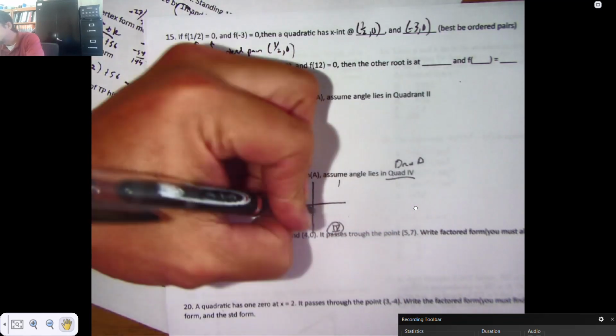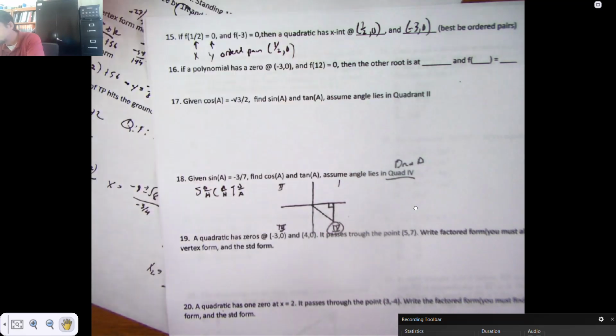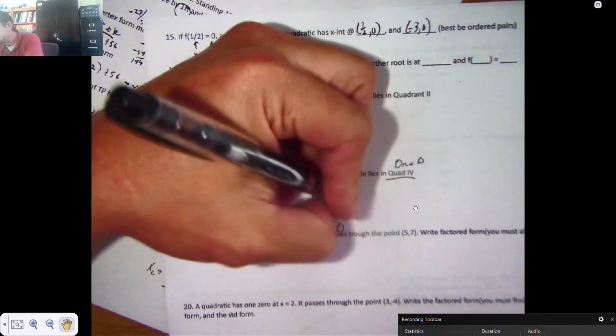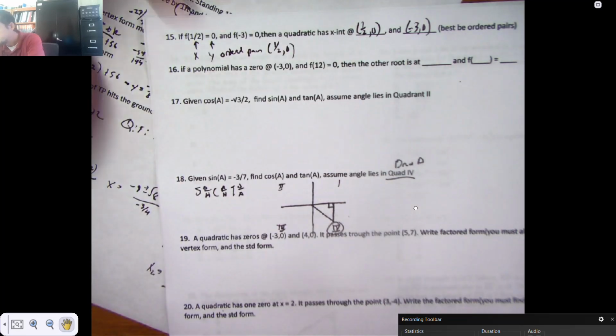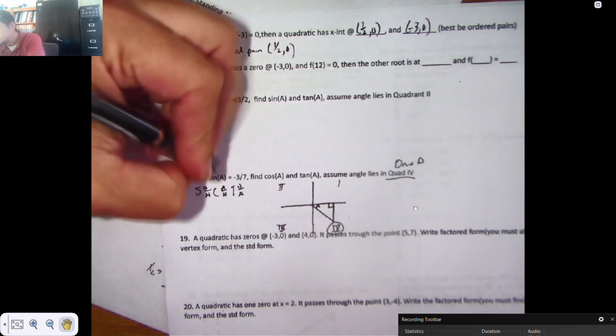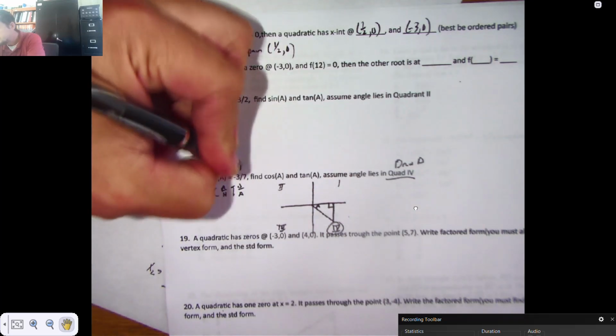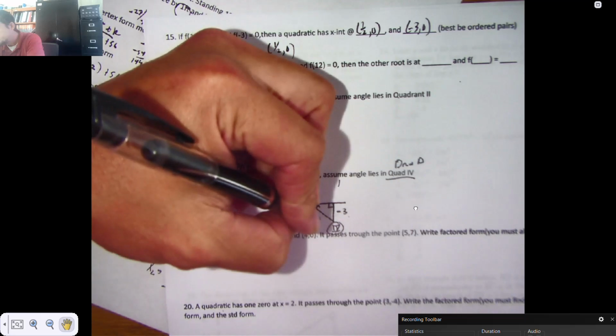Now you have to draw a triangle in such a manner that the right angle is formed with the x-axis. Has to be done that way. I'm going to throw angle A in the corner. Sine ratio, according to SOHCAHTOA, is opposite over hypotenuse. So opposite is a negative 3, and 7 is the hypotenuse.